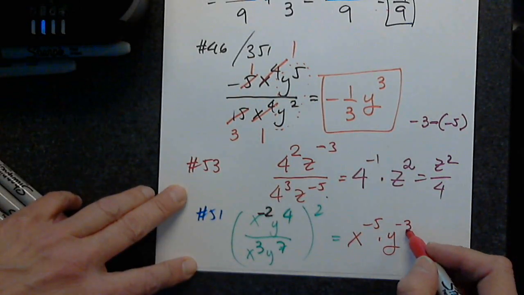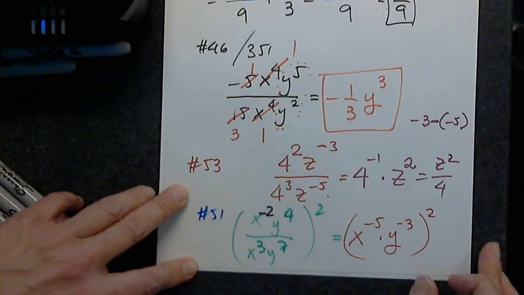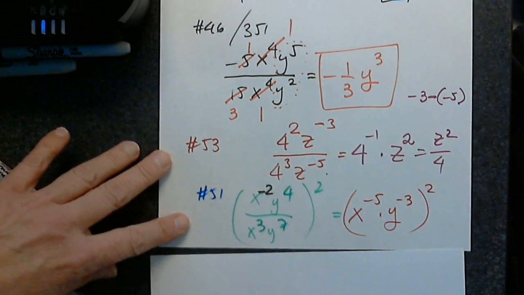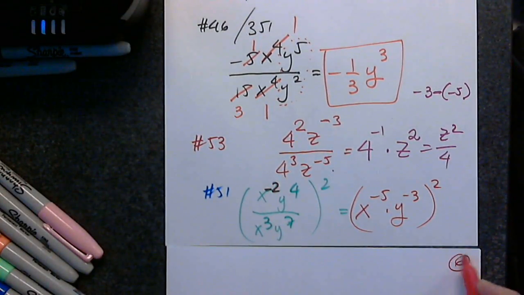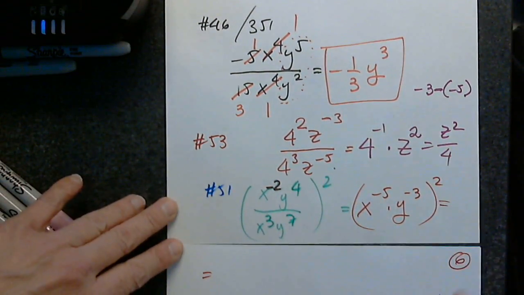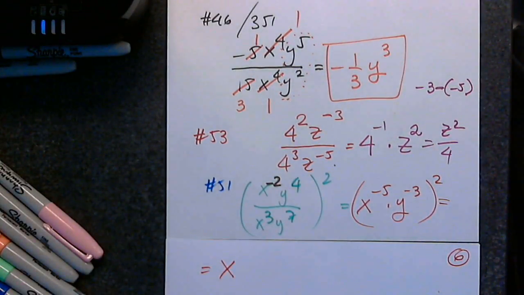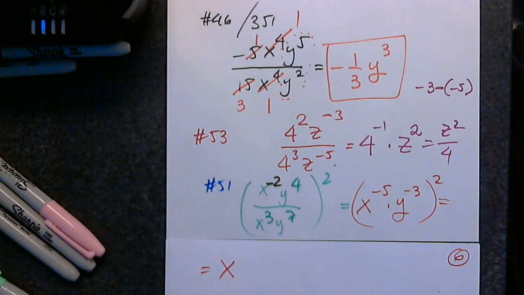Negative 3. Everything squared. Another exponential rule that we talked about last time, but now it involves negative exponents. So what? It's the same rule. Copy the base. What happens to the exponents? Multiply. Correct. So what is the power?